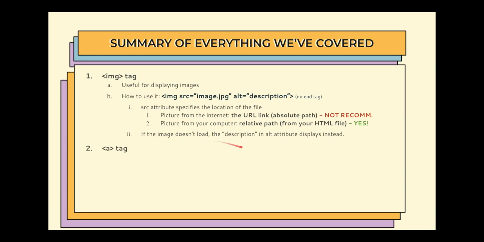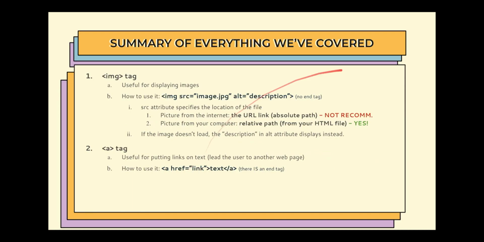And we have the anchor tag, which is the a tag. It's useful for putting links on text and leads the user to another web page. And how to use it is bracket href equals link and then the text in between. So we use the href attribute in this tag, and basically this link right here is what it takes us to. So there is an end tag for this, and the href attribute specifies the URL of the link or your HTML file.